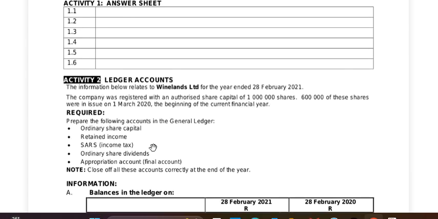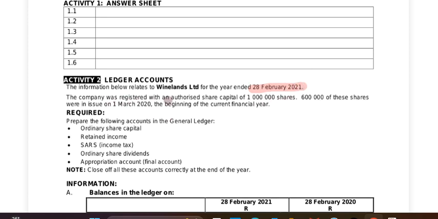Then we have activity 2. Activity 2 says a ledger account. So now we're going to be doing the ledger accounts for companies, so new accounts, ledgers that you haven't seen before grade 12. The information below relates to Winelands Limited for the year ended 28th February 2021. So that's our year end.